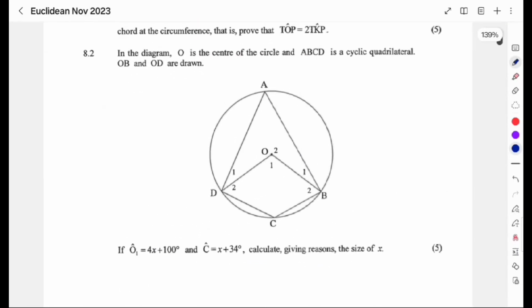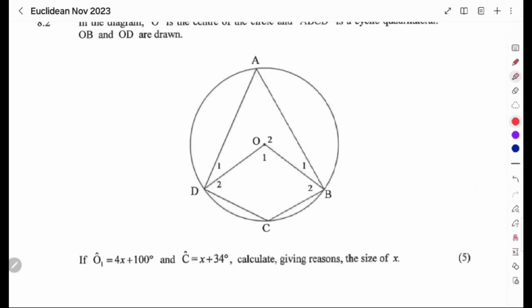Next, let us have a look at 8.2. In the diagram, O is the center of the circle, and ABCD is a cyclic quadrilateral. OB and OD are drawn. So please take note that because ABCD is a cyclic quadrilateral, that means that the opposite angles, or you could say the sum of the opposite angles, are supplementary. So let us highlight this cyclic quad.